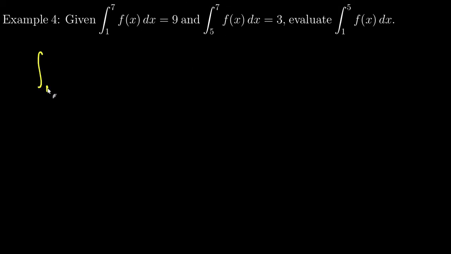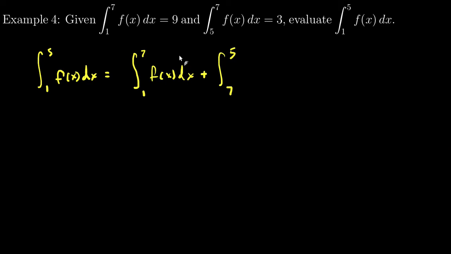So I know that the integral from 1 to 5 of f of x dx will equal the integral from 1 to 7 of f of x dx. I want to start at 1, and I can only go from 1 to 7. And I'm going to be able to get the integral from 7 to 5. So I went from 1 to 7 and then 7 to 5, and that's going to be the same as going from 1 to 5. Now, I'm not given the integral from 7 to 5. I'm given the integral from 5 to 7. So when I flip these, this remains unchanged, but this will change signs.